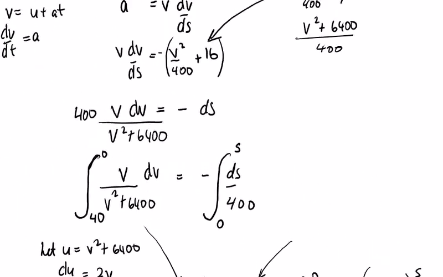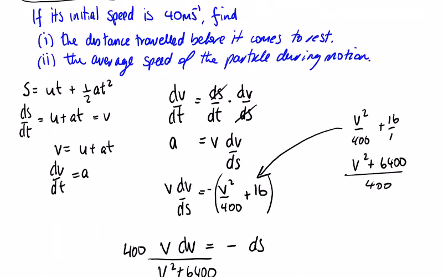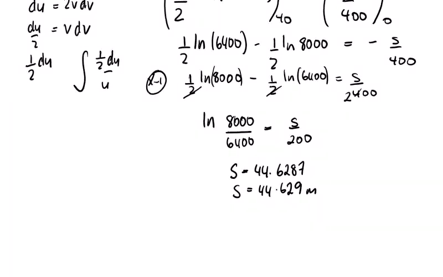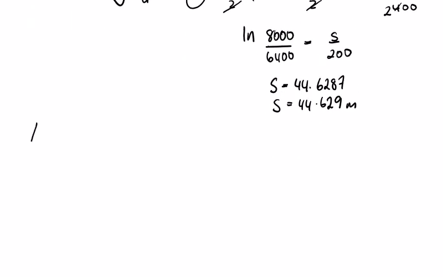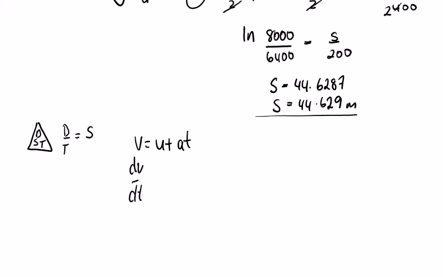Part 2, we're asked to find the average speed of the particle during motion. So we know that average speed, what's average speed equal to? Distance over time is equal to speed. So we have the distance, so we need the time. V is equal to u plus at. We have the acceleration, so dv/dt, we've done this a lot, is equal to a.